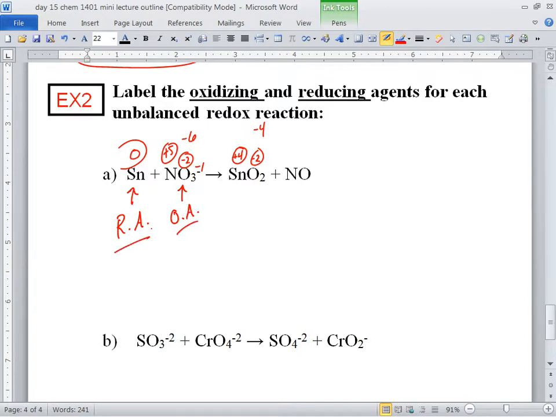So really just work on one of them. You don't need to work on both. Try B. Identify the oxidizing and reducing agent.